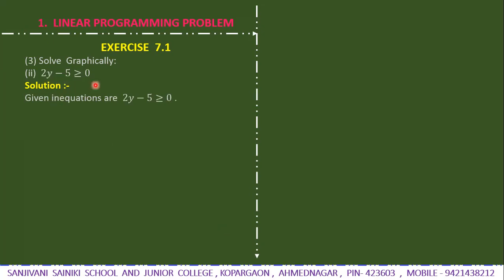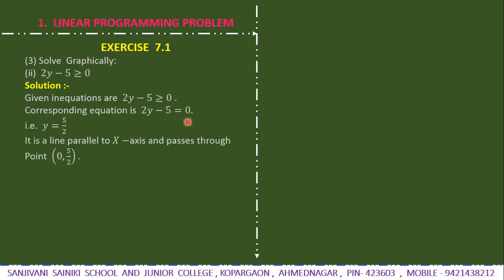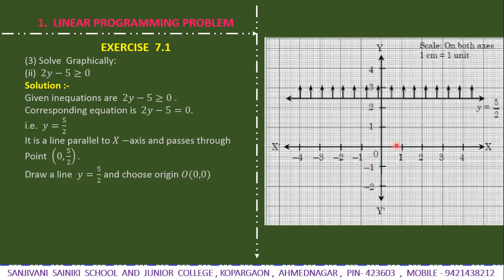Similarly, 2y minus 5 is greater than or equal to 0. So the corresponding equation is 2y minus 5 is equal to 0. So y is equal to 5 by 2. So the line is parallel to the x-axis and it passes through the point (0, 5/2). So draw the line. This is the line. Now this line also divides the plane into two parts. One part contains the origin, another does not contain the origin. So if you put (0, 0) here, 2 times 0 is 0, 0 minus 5 is minus 5. Minus 5 is greater than or equal to 0, which is wrong. So the origin is not in the solution set. So the other part is the solution of this given linear inequation.